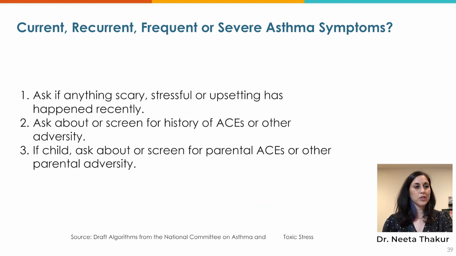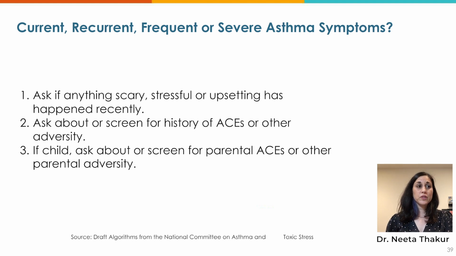And these are preliminary algorithms that I'm sharing from the National Committee on Asthma and Toxic Stress. For kids having current, recurrent, frequent, or severe asthma symptoms, we recommend asking about stressful events that might be occurring in that child's life, and also thinking about screening formally for a history of ACEs or other adversity using the PEARLS tool. Then consider asking about any stressors the caregiver might be experiencing, because we also know that caregiver stress can contribute to poor asthma control in the child.